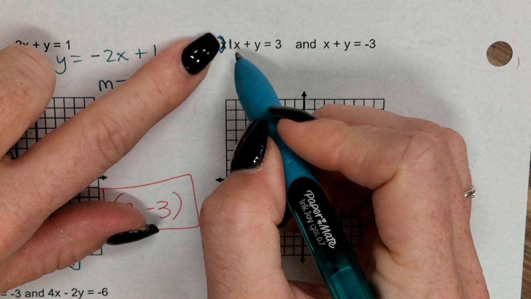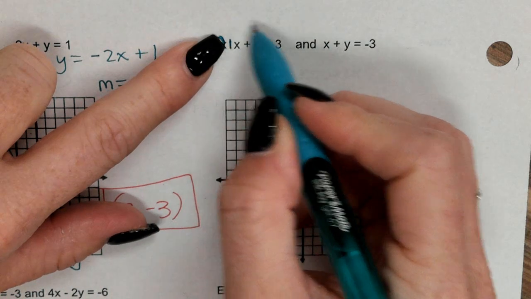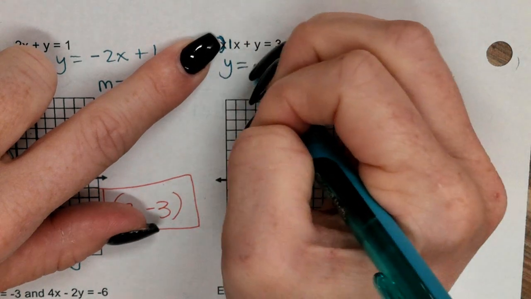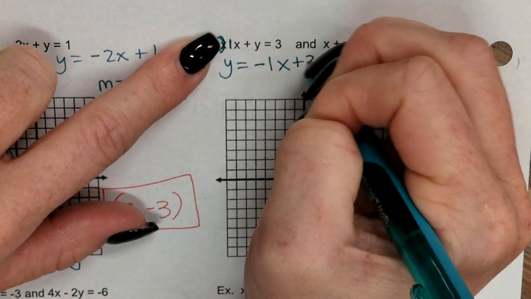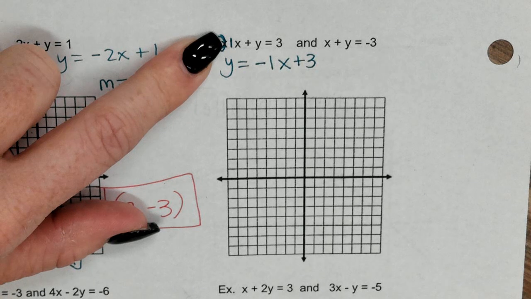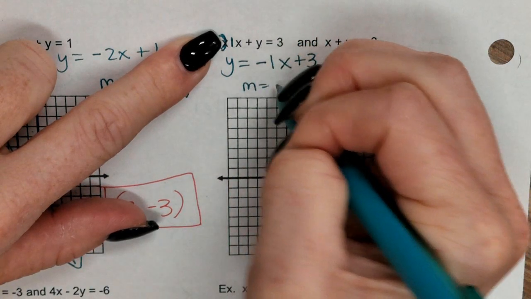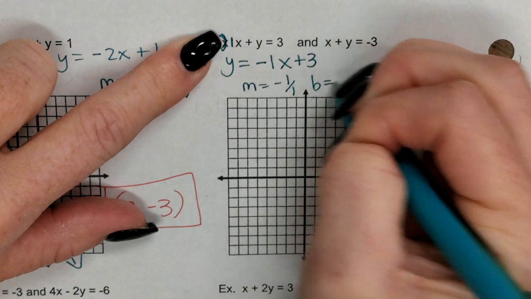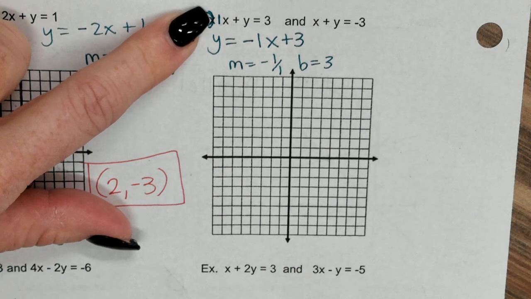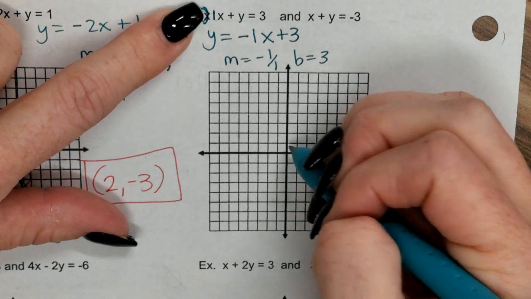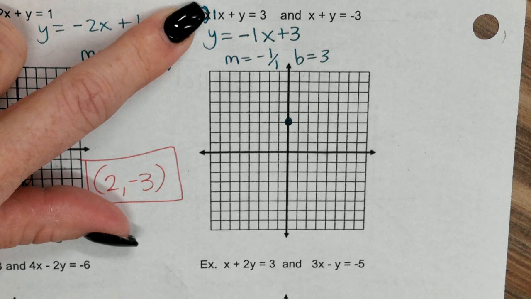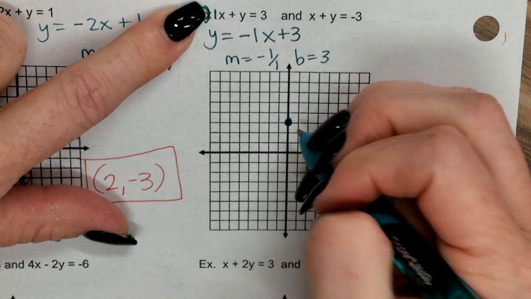All right, how would I get rid of this 1x and move it to the other side? Subtract. Okay, so I have y equals -1x plus 3. Good? My slope is -1 over 1, and my y-intercept is 3. So I'm going to go to the y-axis to 3. I'm going to go down 1, right 1.